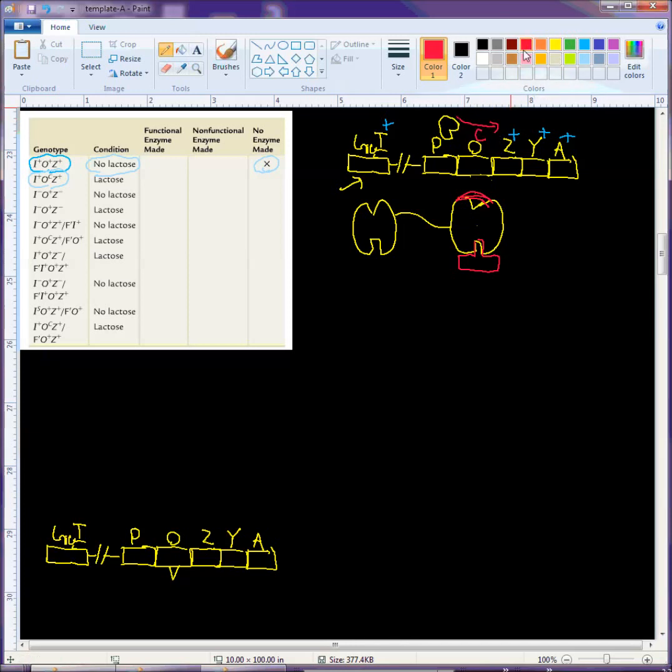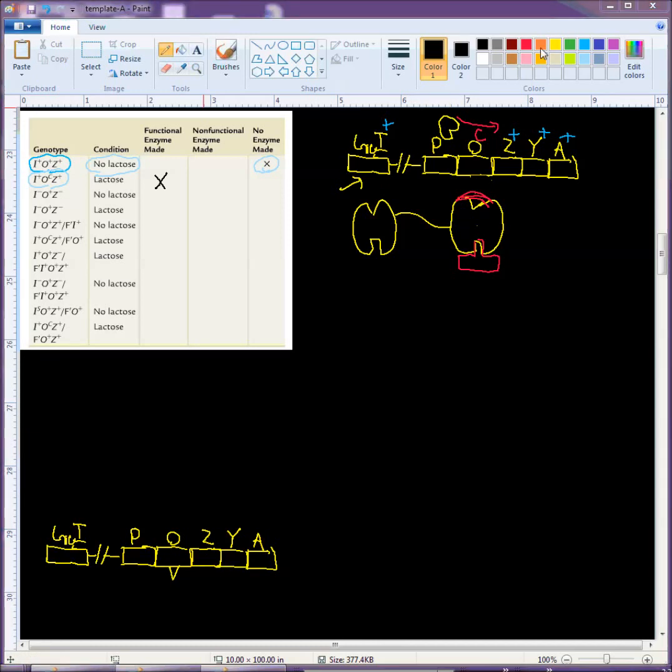So I'm going to put functional enzyme made. Right? There's nothing to block the polymerase here. Doesn't matter whether lactose is around or not because we have the OC mutation here. So functional enzyme will be made. Okay. So let's go on to the next one.